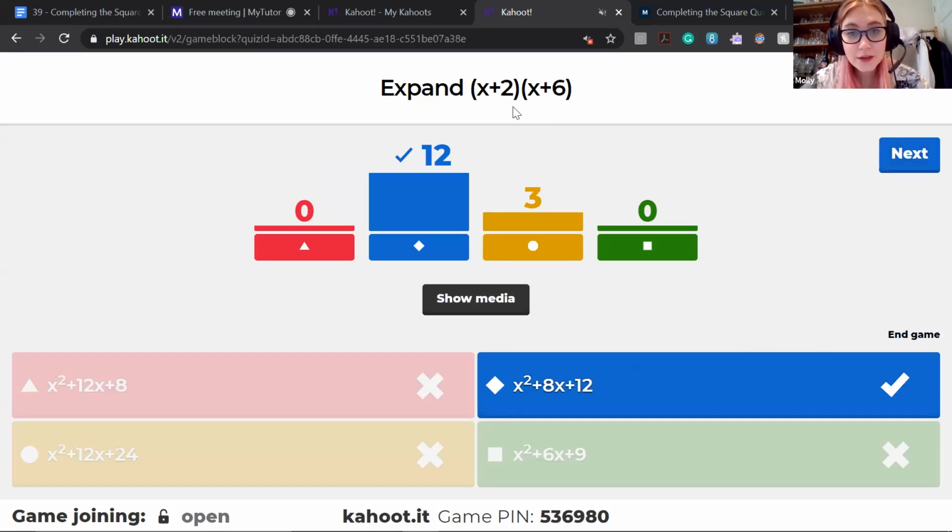Fantastic. Okay, cool. So the way that we do this one is we take everything in this bracket, multiply it by this one. So x squared, 6x, a 2x, and a 12. And I'll be going over that in more detail in the lesson. But yeah, that's really, really great.